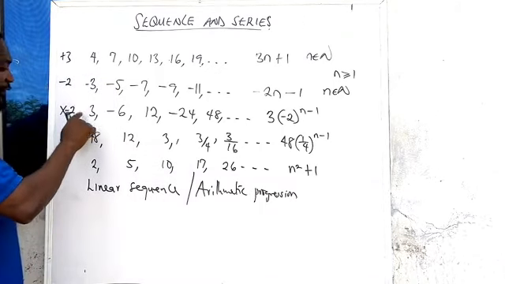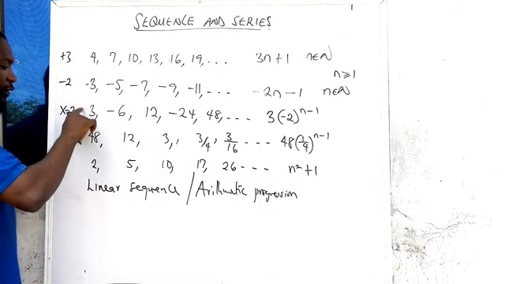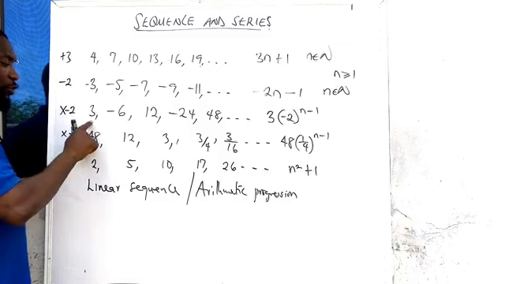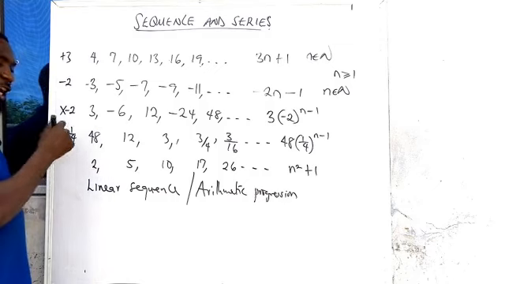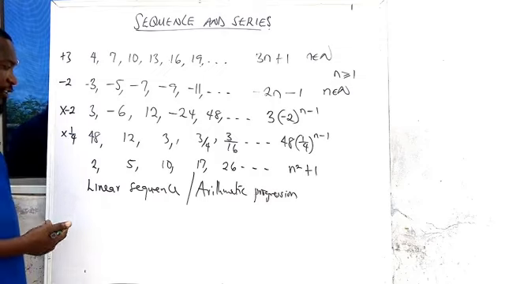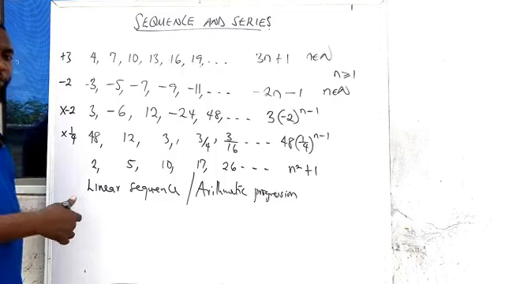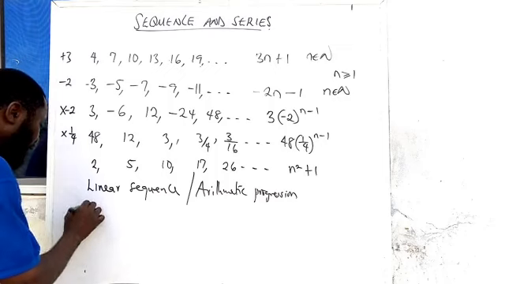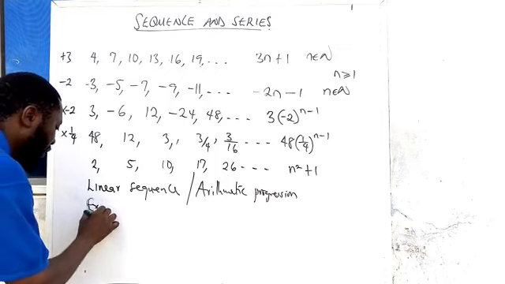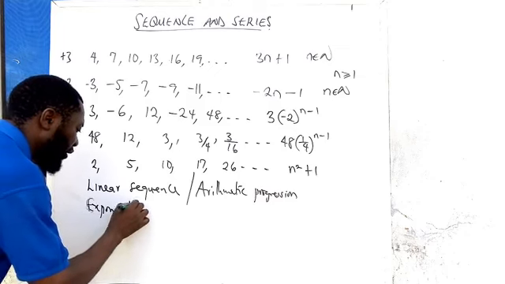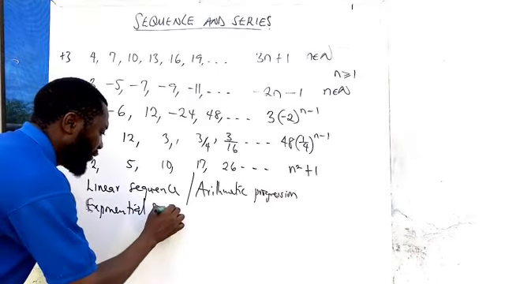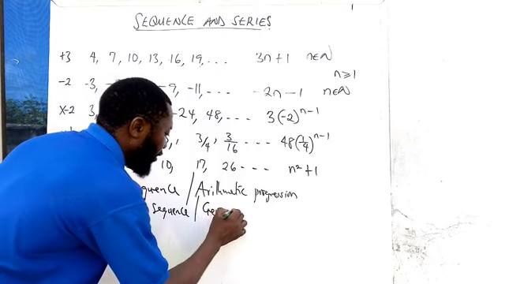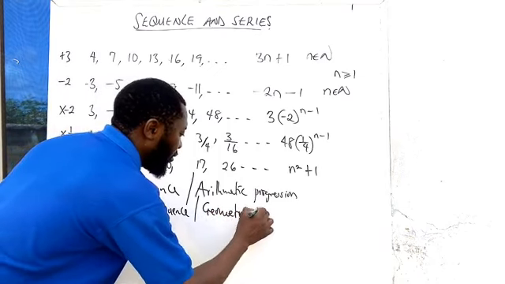Now, look at the second and the third examples here. We generate each term by multiplication. You multiply by a number, either a whole number or a fraction. So a sequence generated by multiplication or by division is what we call an exponential sequence, or we call it a geometric progression.